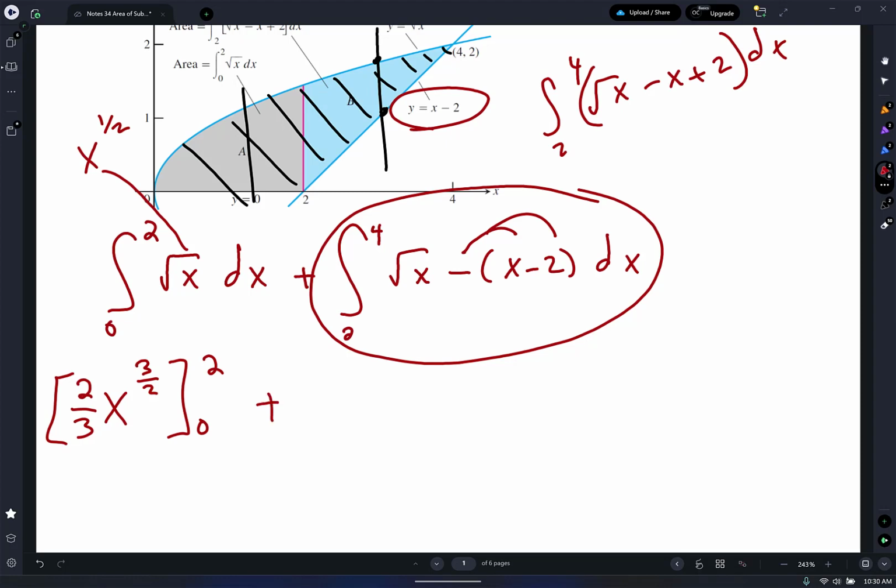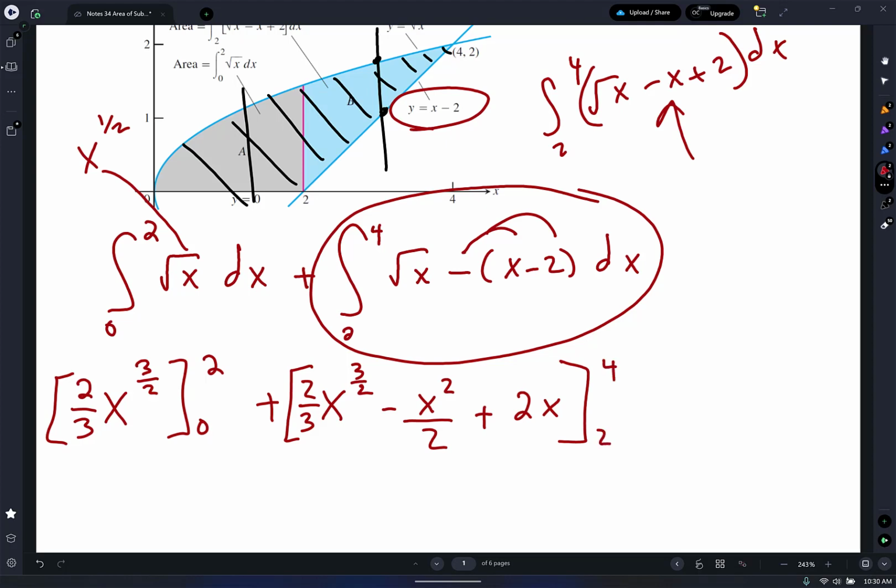Plus, I already know what the antiderivative of square root of x is again. I'm going to write 2/3 x to the 3 over 2. And then I'm looking at this integrand here. The antiderivative of negative x is just x squared over 2. Is anyone lost? And the antiderivative of 2 is 2x. All three of those terms, put them in a bracket like this, and I'm going to evaluate those from 2 to 4. And this is the terminology, or here's the math language that we use. Cool or not cool? Cool.